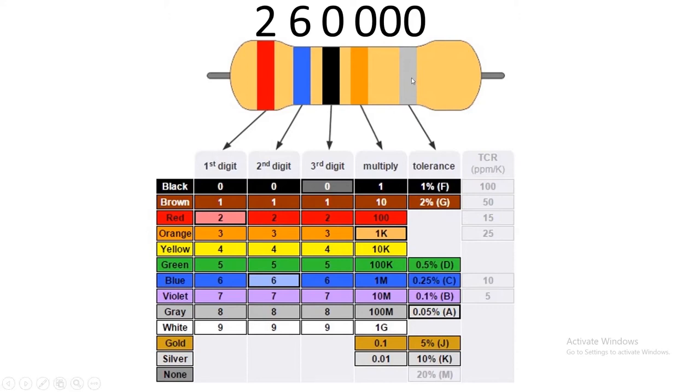At the last, the color is quite different. At last, you can see here, it's uncountable. The color is violet. The violet value is 0.1%. It means the error chance is 0.1. So friends, see here, the value of this resistor is 2,16,000 ohm. If we want to convert this resistor into kilo ohm, we need to remove the last three zeros and replace them by K. So the value of this resistor is 260 kilo ohm.